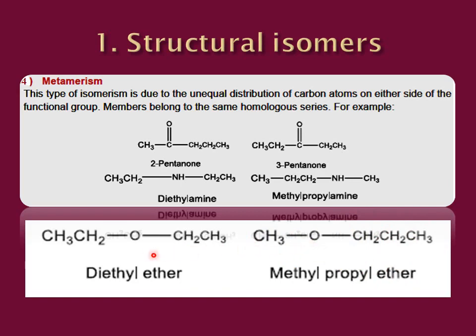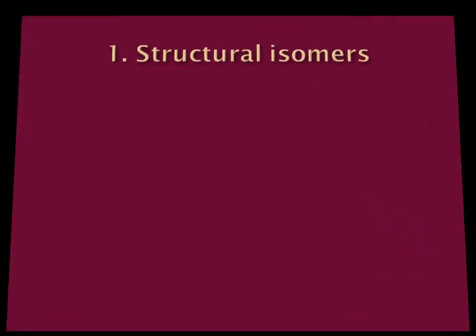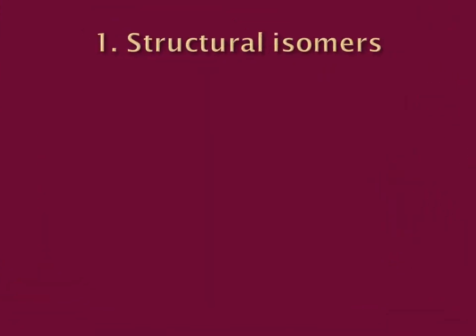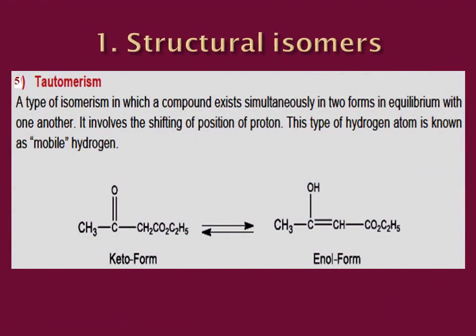Students, the last type of structural isomers that we are going to study are tautomers. This phenomenon is called tautomerism. This is a type of isomerism in which a compound exists simultaneously in two forms in equilibrium with one another. It involves the shifting of the position of a proton, meaning intramolecular shifting of a proton or hydrogen is going to take place. This type of hydrogen atom is also known as mobile hydrogen.